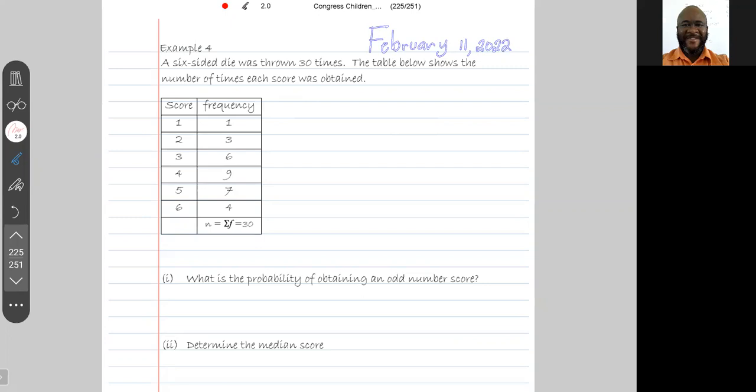All right, so example 4 says a 6-sided die was thrown 30 times. The table below shows the number of times each score was obtained. So this is ungroup data. A die, Jamaicans would normally pluralize this word and we normally say dice, but it's actually a die, singular die, plural dice. So a 6-sided die was thrown 30 times.